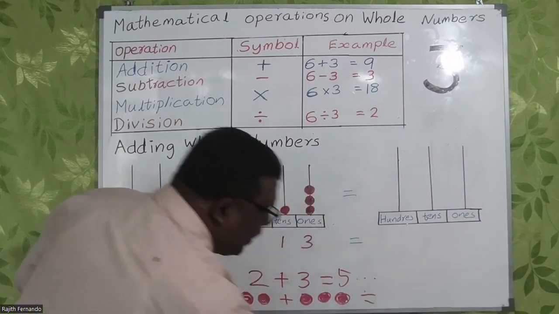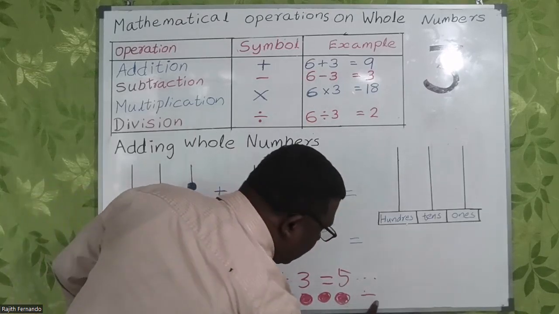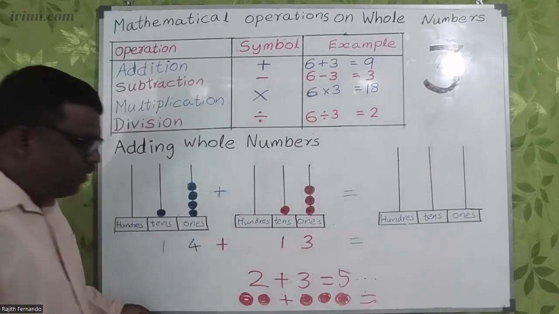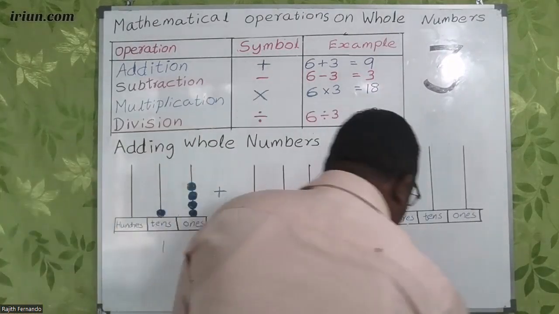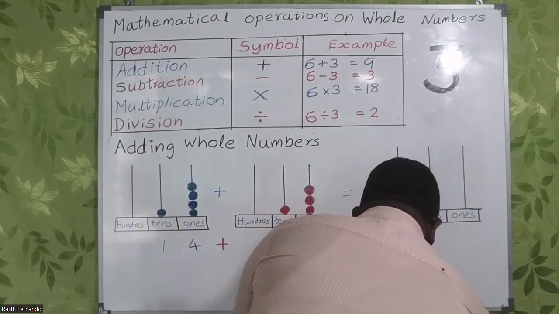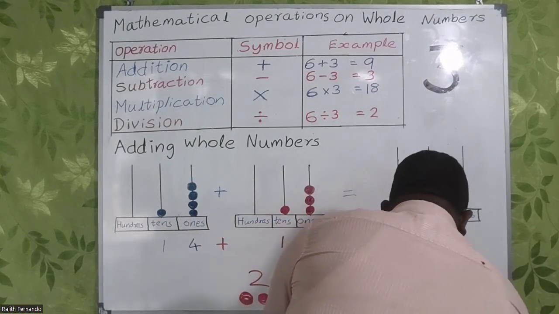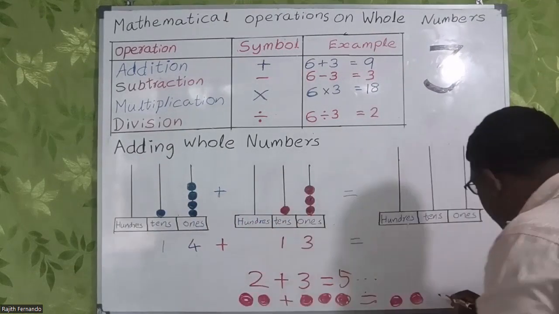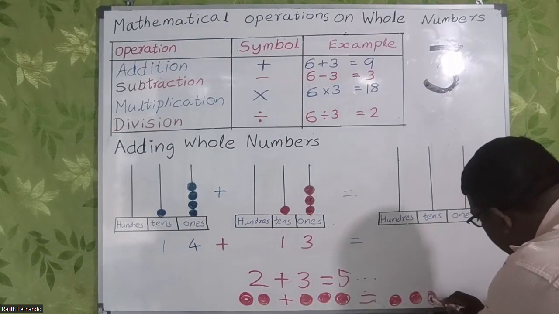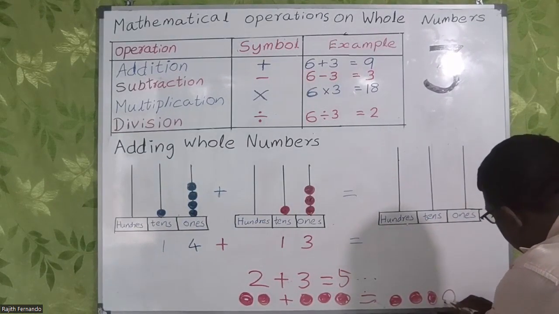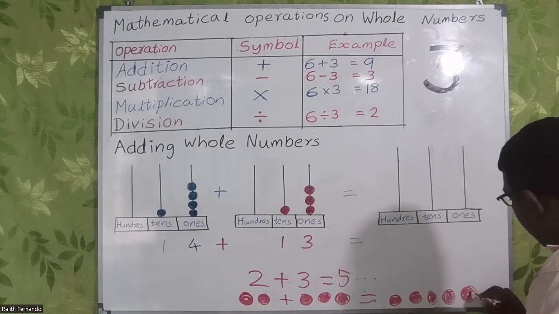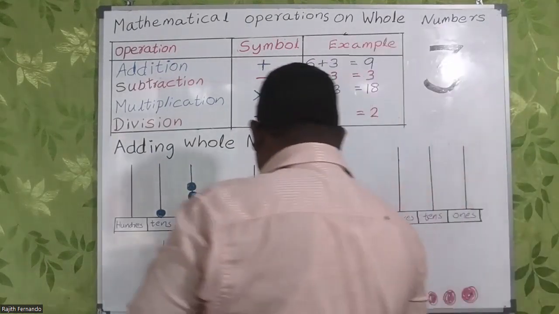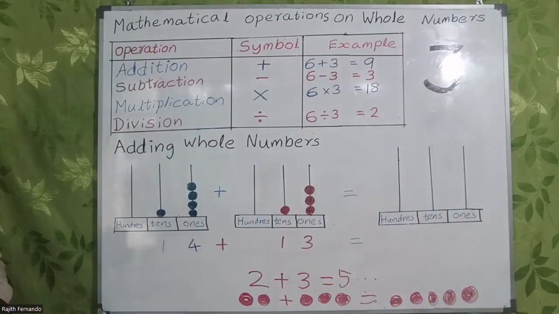Then altogether how much will happen? 1, 2, 3, 4, 5. That is 1, 2, 3, 4, and 5. Then all together there were 5 apples. That is the meaning of addition.